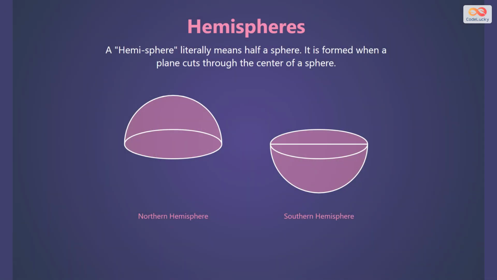A great circle divides a sphere into 2 equal halves. Each half is called a hemisphere. The prefix hemi literally means half. On Earth, we have the northern hemisphere and the southern hemisphere, divided by the equator.